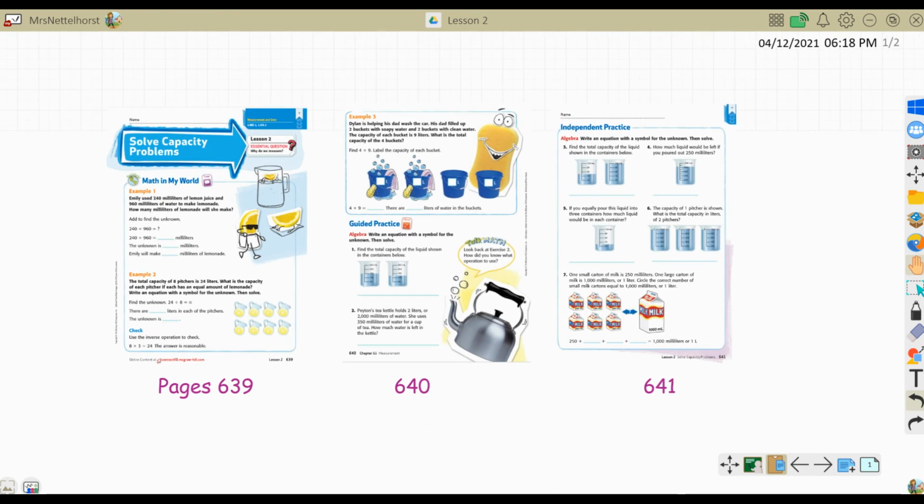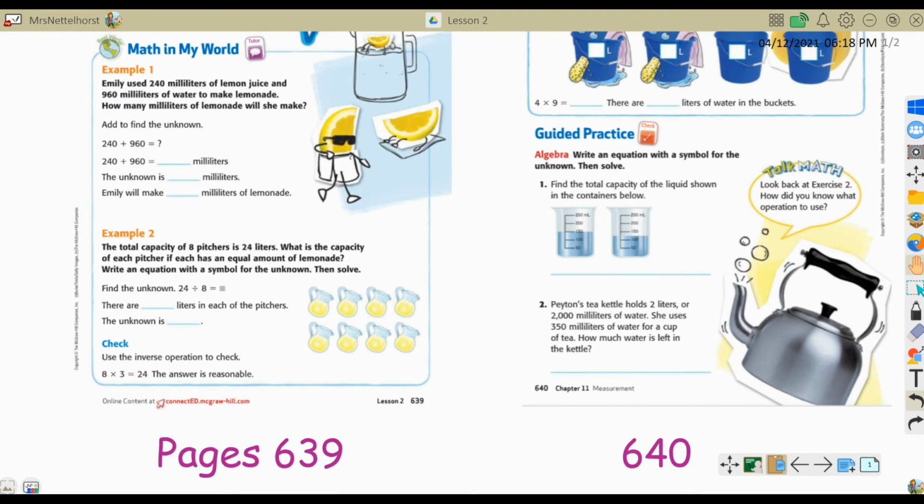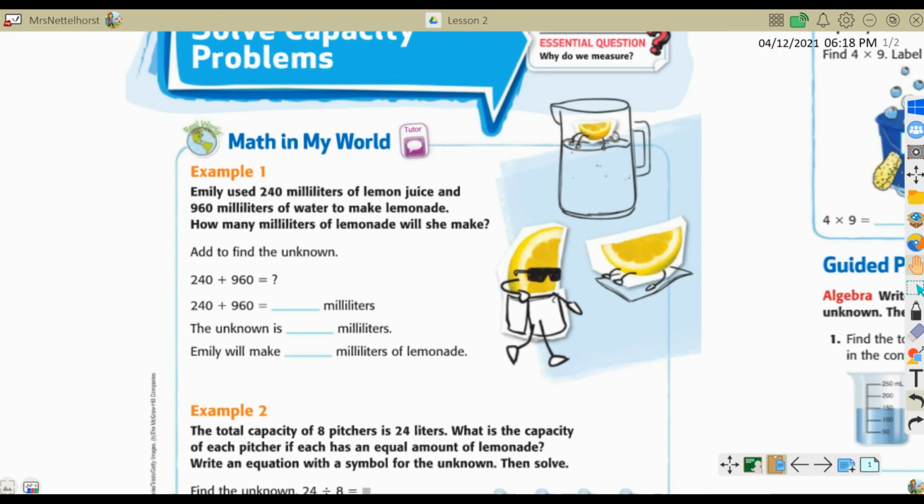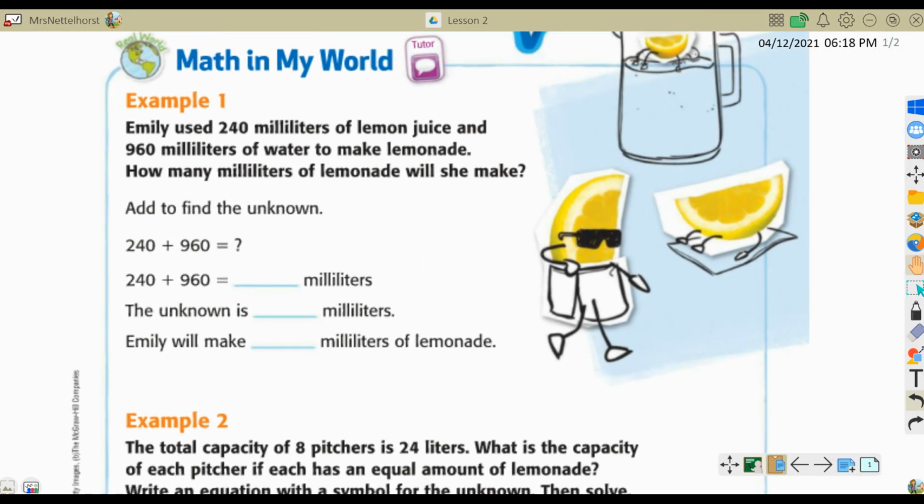Pages 639, 640, and 641. So let's get started with the very first page. And remember, if you're unsure what these different measurements mean, make sure that you refer to your anchor chart. That will help you know what milliliters and liters are. The 3-read works really well for these kinds of word problems. So I'm going to do that strategy with you just to remind you how that works.